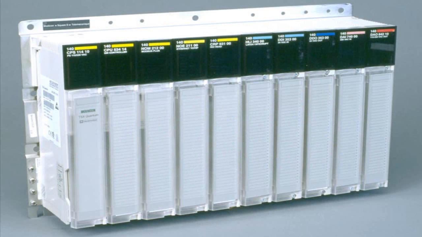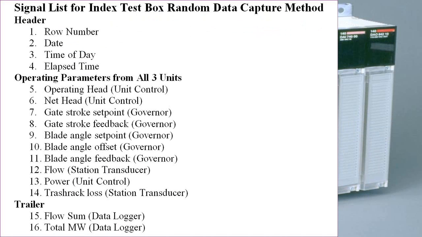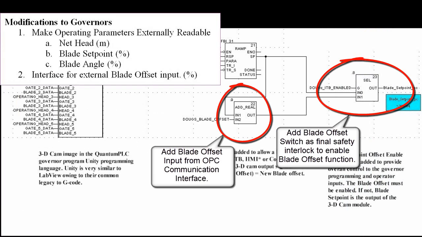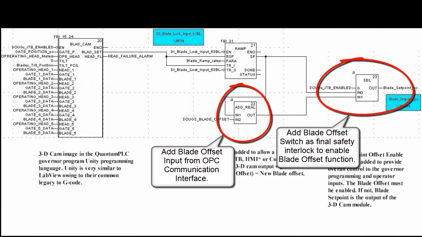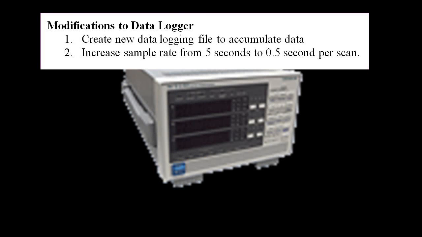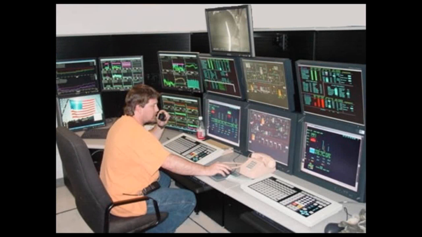The governor manufacturer and power plant personnel made all of the software changes to the turbine generator control and data acquisition systems. Setup was accomplished by making minor modifications to the software in the 3 governor PLCs, the human machine interfaces, or HMI, and the station data logger located in the power plant control room.